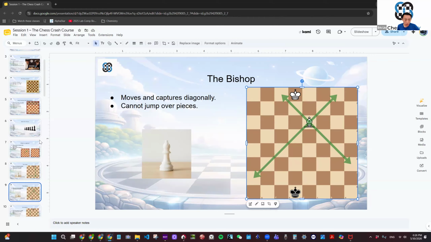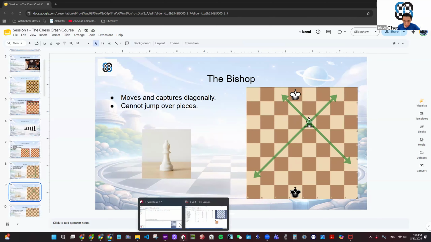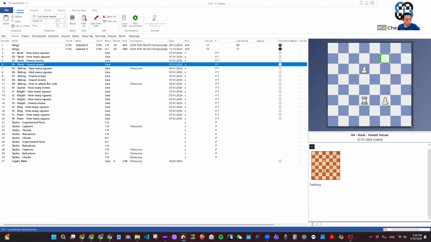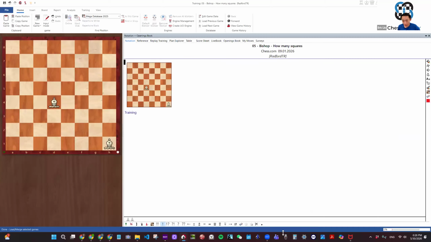So yeah, it's pretty simple. It just moves and captures diagonally. Let's do a couple examples on that.